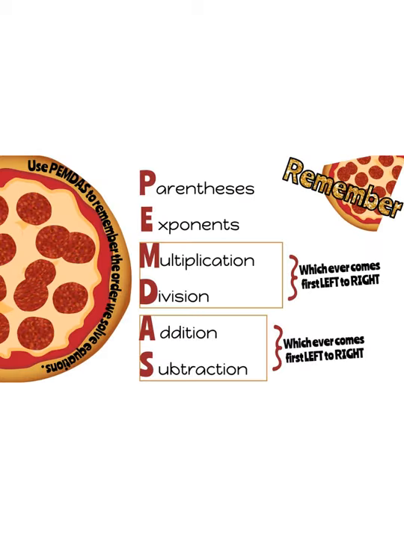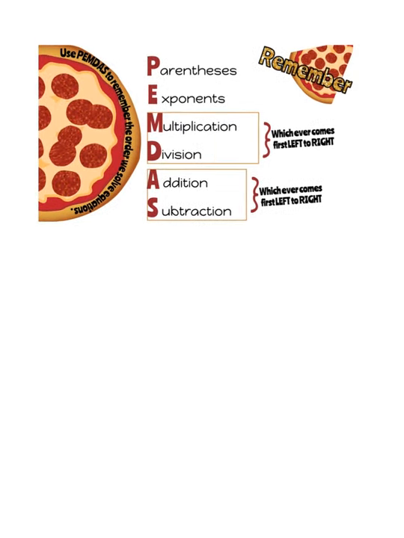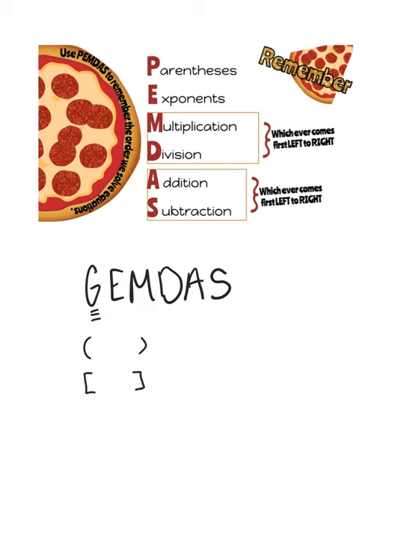Remember that order of operations is either going to be PEMDAS, which stands for parentheses, exponents, multiplication and division in order from left to right, and then finally addition and subtraction in order from left to right. We can also use GEMDAS to help us out. The only difference between PEMDAS and GEMDAS is that the G stands for grouping symbols. There's actually three types of grouping symbols that you might see in an expression: parentheses, brackets, or braces. So those are three types of grouping symbols to be on the lookout for.